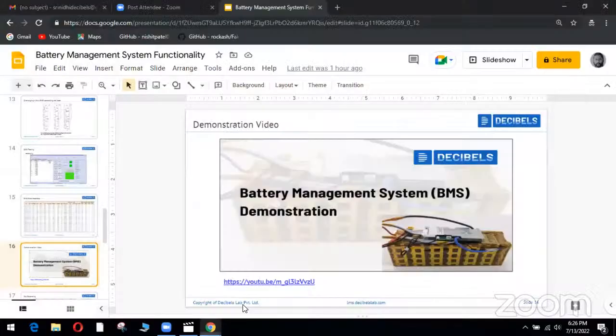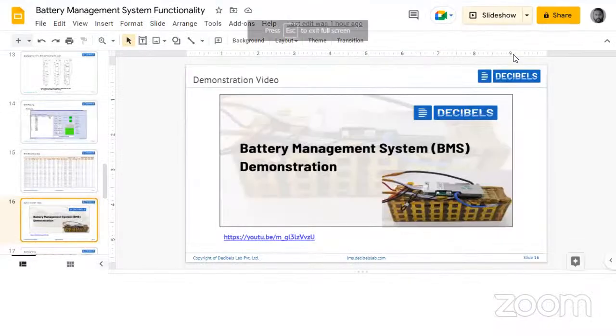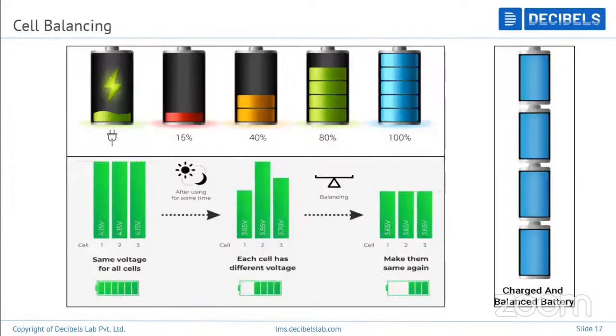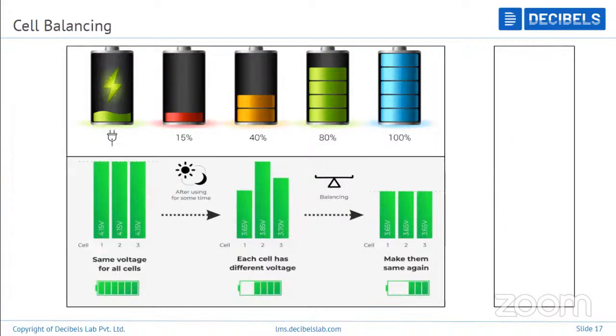So now we'll get back to our topic. You just saw how the protection happens, how this functionality performs, right? Now, there was one more important role of the BMS, that was balancing. Now we'll talk about the cell balancing part. Why is cell balancing so important, and how does cell balancing happen?